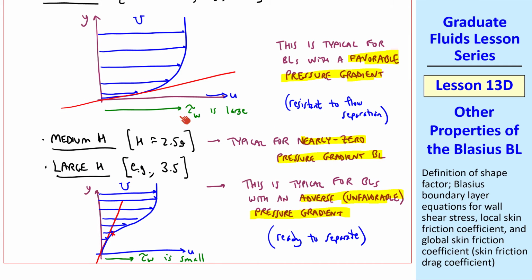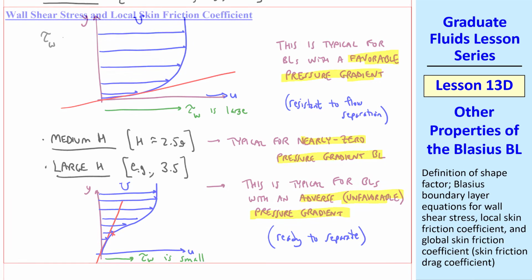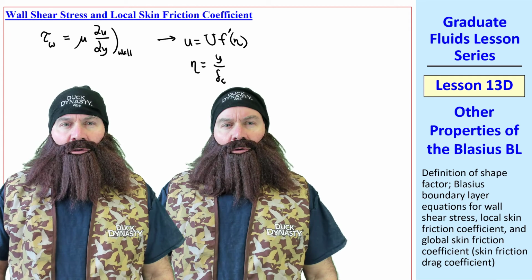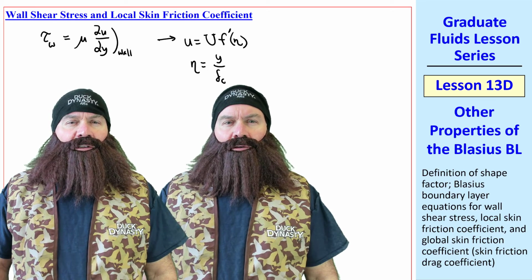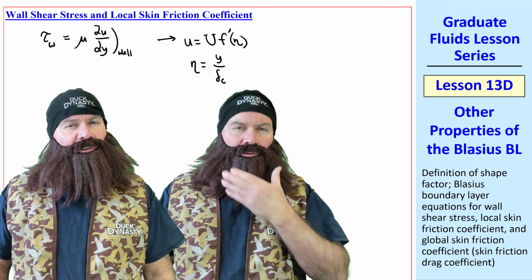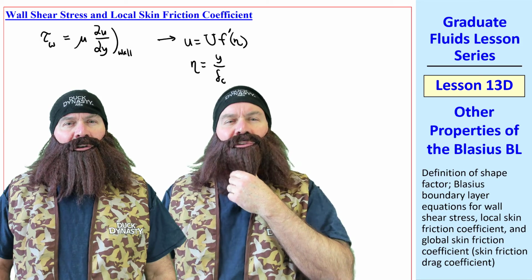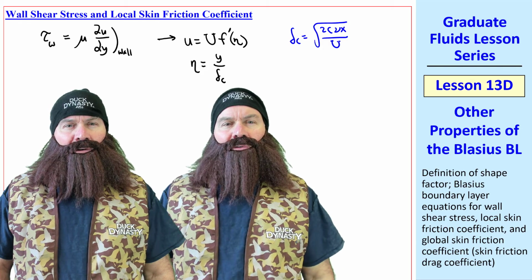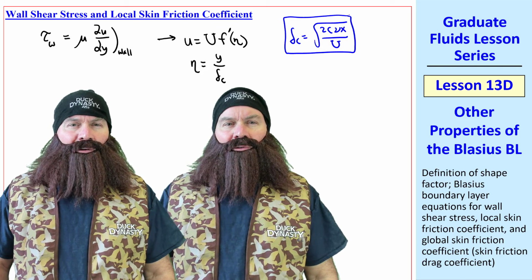Now let's examine this wall shear stress in more detail. Tau at the wall is defined as mu del U del Y at the wall for this kind of two-dimensional flow. And to find an expression for tau W, we go back to our similarity variables, where we had defined U as capital U F prime of eta, and eta is Y over delta C. What's delta C? Is delta C the same as delta? It's confusing us. Well, recall, for arbitrary constant C, we had from lesson 12E that delta C was square root of 2C nu x over U.